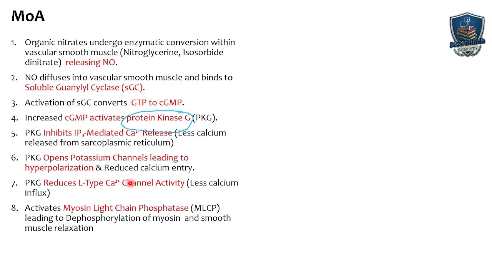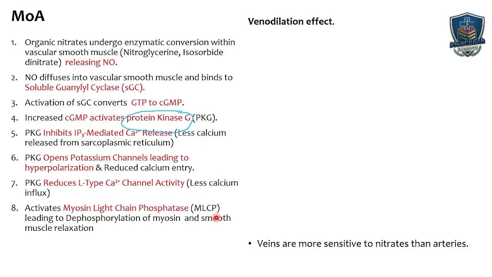Don't forget that. Now, when all this happens, we will finally have an activation of the myosin light chain phosphatase. The myosin light chain phosphatase always dephosphorylates the myosin. So there will be a dephosphorylation of myosin, and when this happens, there will be smooth muscle relaxation. So that's how it happens.